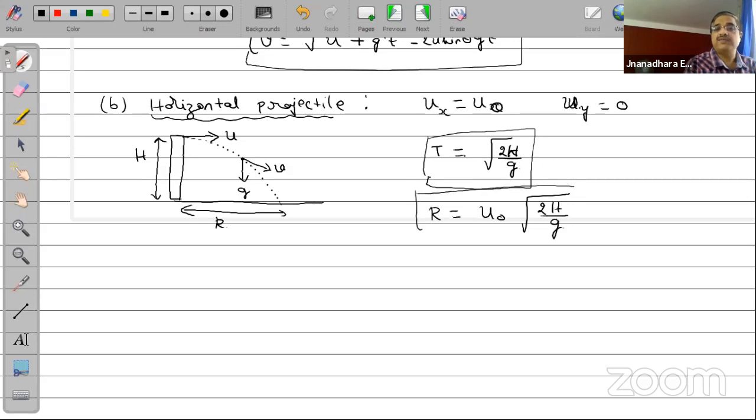So the range has a different expression here. Time of flight has a different expression here. Please make a note of it. All right, very important idea, and one should not forget this.